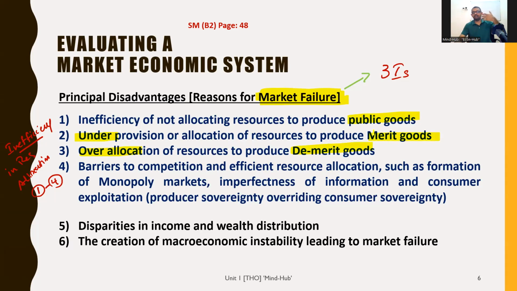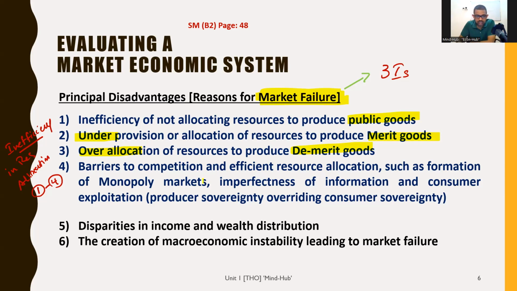We haven't allocated resources. We need public goods. Remember the examples we talked about? Street lighting, national defense, maintaining law and order, protecting the environment, flood protection. These are important public goods. But the private sector doesn't provide because they can't earn a profit from it. But government has to provide because it's a market failure. Merit goods, health, education. Private sector provides, but not enough and too expensive. Government has to provide. Demerit goods, alcohol, gambling, tobacco, harmful for the society. Private sector overprovides. Government has to control the allocation there.